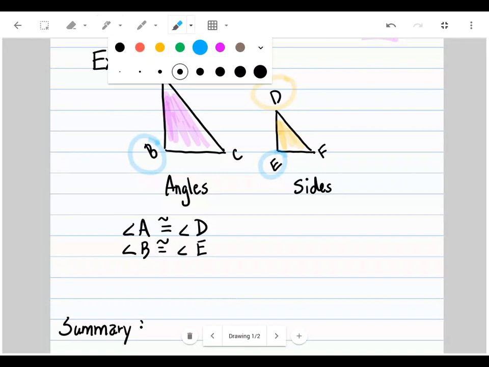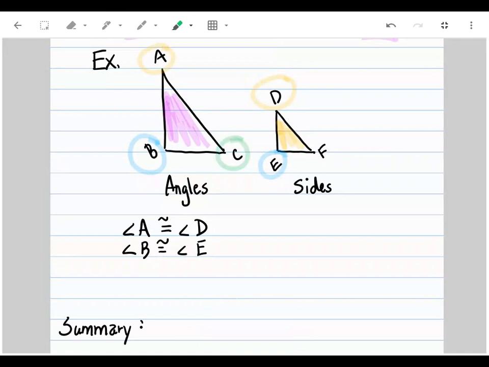And then lastly, we have angle C, and it is congruent to angle F because they correspond to each other. So angle C is congruent to angle F. And that's just like the same list we made for congruent figures. Over here at sides now, it's not that the sides are equal. It's pretty obvious these sides are not equal. They're two different triangles. But the corresponding sides make equal ratios.